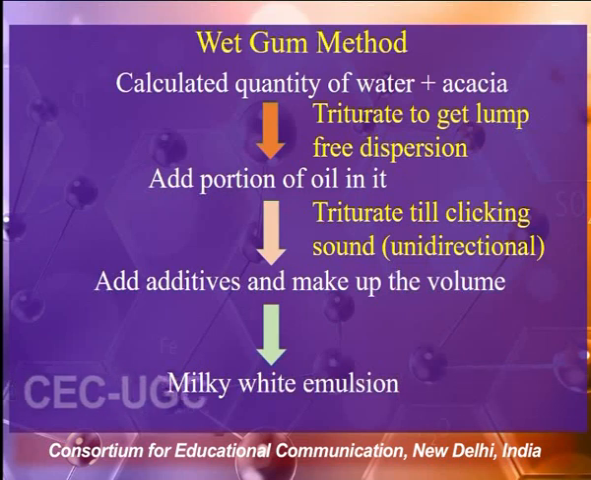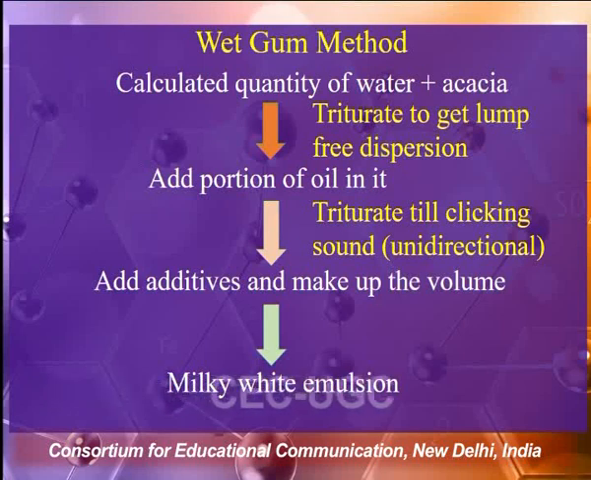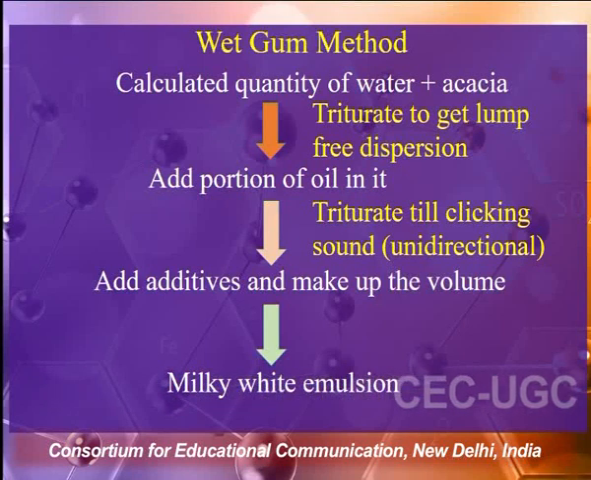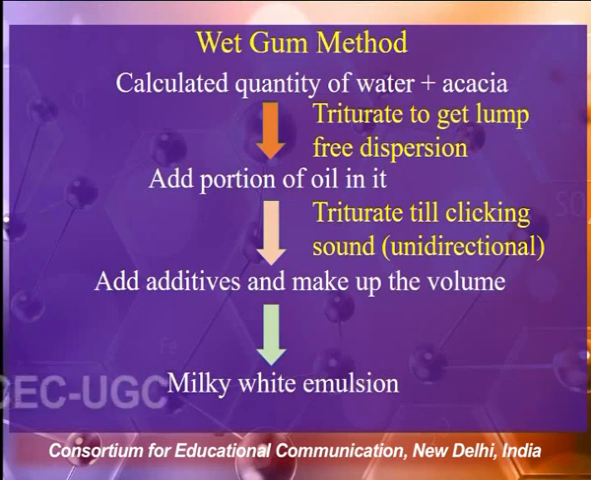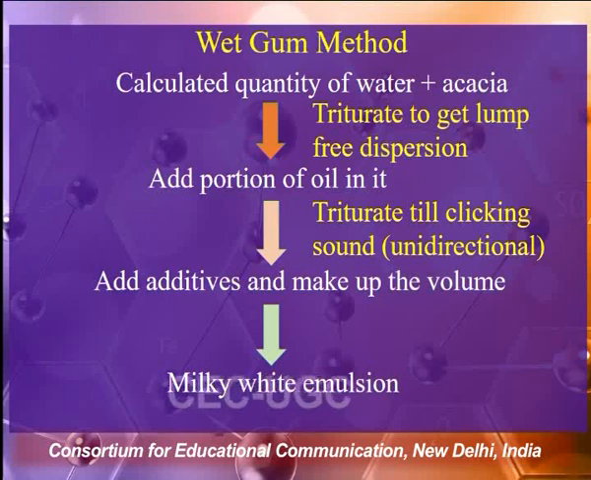So basically it results in a mucilage because water is less viscous and when a gum is added to it, its viscosity increases and it becomes mucilaginous in nature. When this step is completed, the remaining oil part of the primary emulsion is added to the mortar by trituration in a unidirectional manner and it is triturated until a clicking sound is heard. Until the clicking sound is heard, trituration should be continuous.